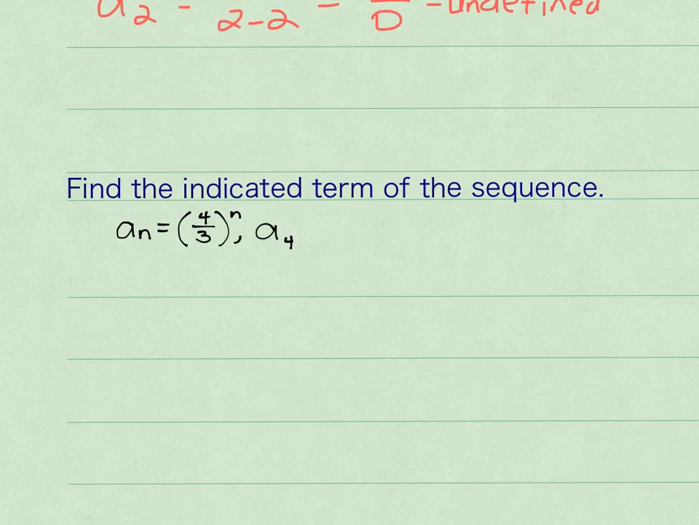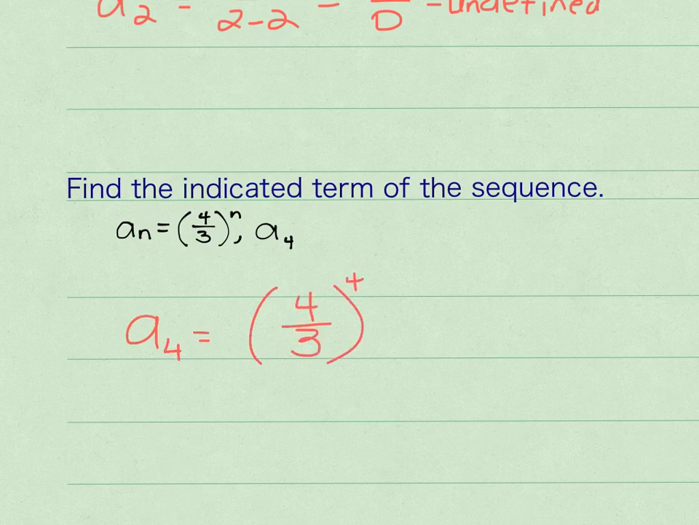So it says a sub n is 4 over 3 to the n, and you're trying to find a sub 4. So this would be a sub 4 would equal 4 over 3 to the 4th. And then this is where your calculator is going to help you, but realize that there's no exponential button on that calculator. You're going to have to do 4 times 4 times 4 times 4 over 3 times 3 times 3 times 3. And then you're going to leave it as a simplified fraction. So I don't want any rounded numbers. I don't want decimals as answers. You're going to leave these as simplified fractions, okay, that are exact.